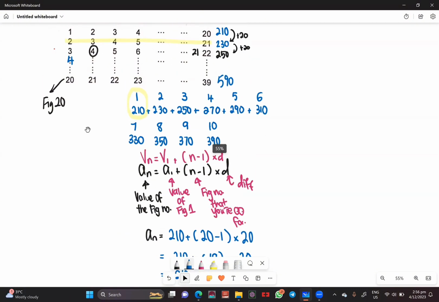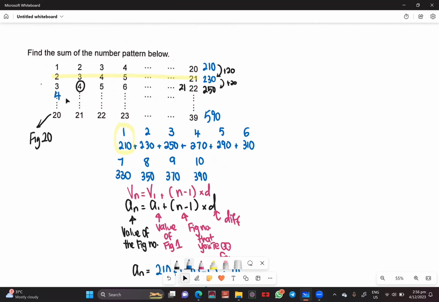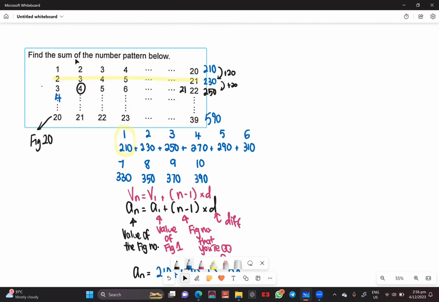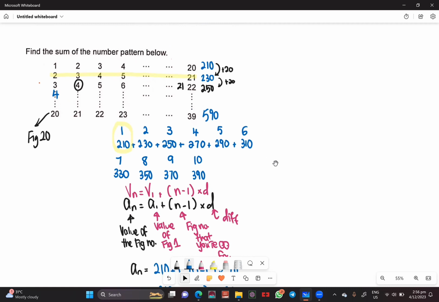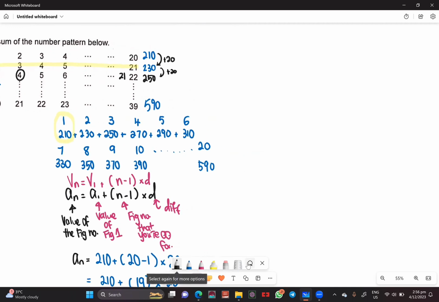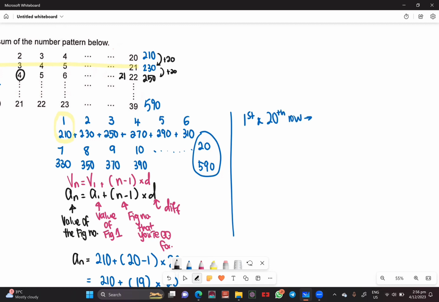Now, the question is not asking us for the total for the last row, but the sum of everything. Since you know the last one, I'm not going to write 11 to 19. I'm just going to say that on the 20th row, the total has to be 590. So we are going to use the same method, because I want to find everything. I'm just going to use the first and the 20th row.